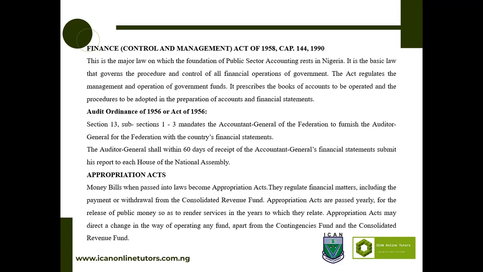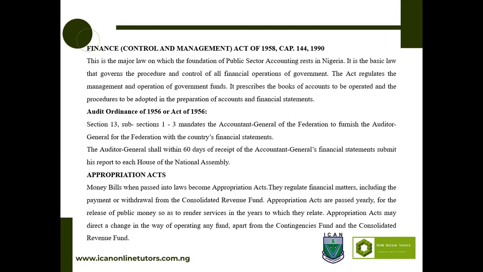We have section 13, subsections 1 to 3, that mandates the Accountant General of the Federation to furnish the Auditor General for the Federation with the country's financial statements. So this is the section that gives authority to the Accountant General to give reports to the Auditor General for the Federation on the country's financial statements.